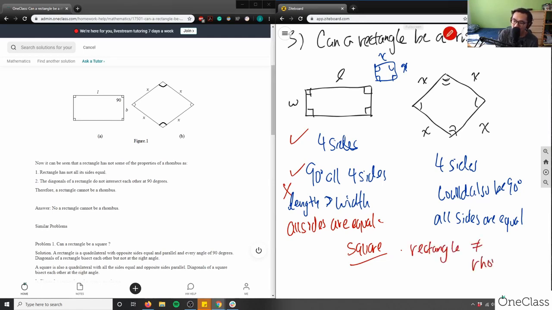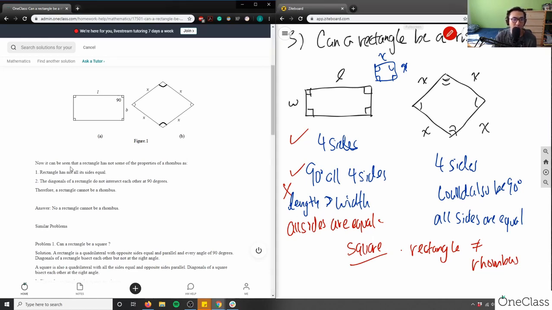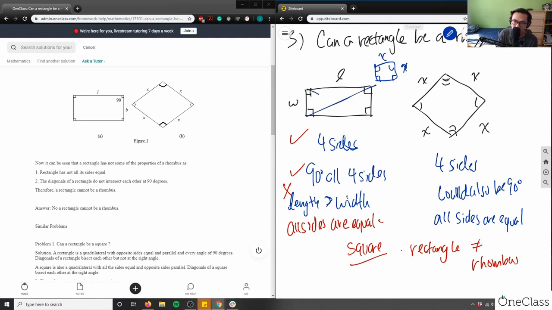It cannot be a rhombus because of this criterion: all sides are equal. It's not, because all sides cannot be equal to each other. Now it is seen that rectangles do not have some of the properties. A rectangle does not have all sides equal. That's what we proved. And the diagonals of a rectangle do not intersect each other at 90 degrees. That's also correct, right? If I drew the diagonals here, sorry, this is a really bad diagonal, they don't intersect each other at 90 degrees. These are not 90 degree angles.